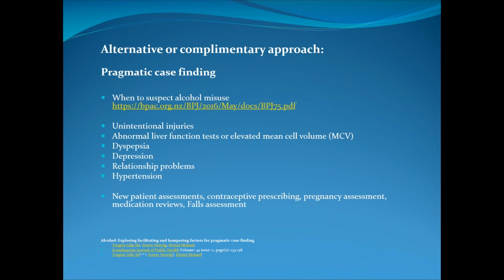When to suspect alcohol misuse, and it talks about situations where alcohol may be relevant. So that's unintentional injuries, abnormal liver function tests, and also elevated mean cell volume, dyspepsia, depression, relationship problems, and hypertension is a really good one to think about. Alcohol is a very significant contributor to hypertension, and is easy to overlook and may have quite a significant impact on reducing blood pressure if it's addressed.